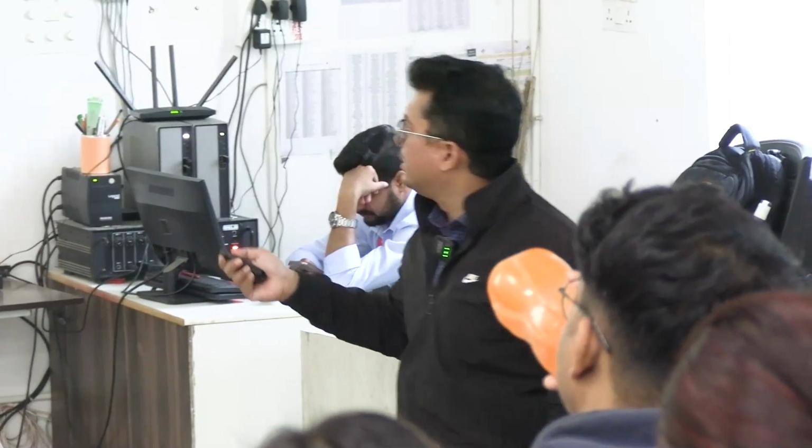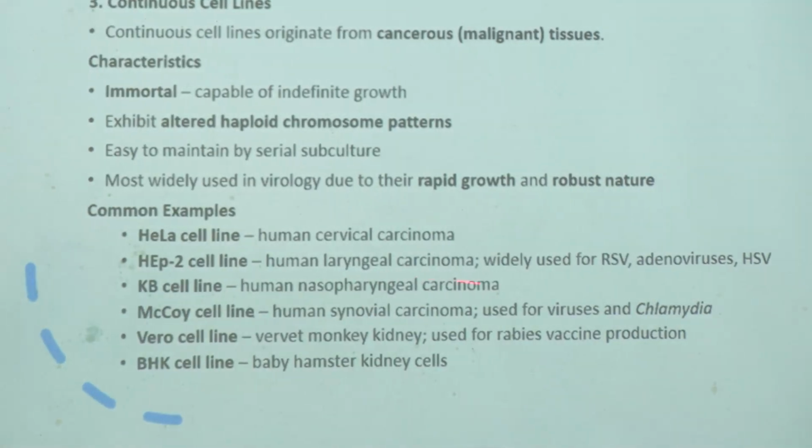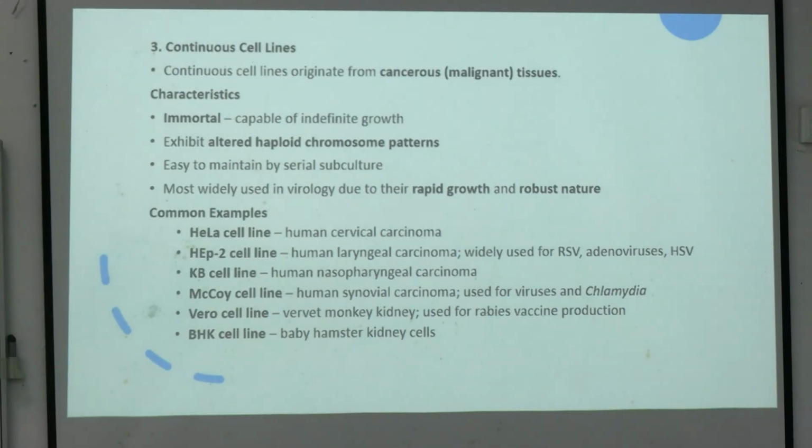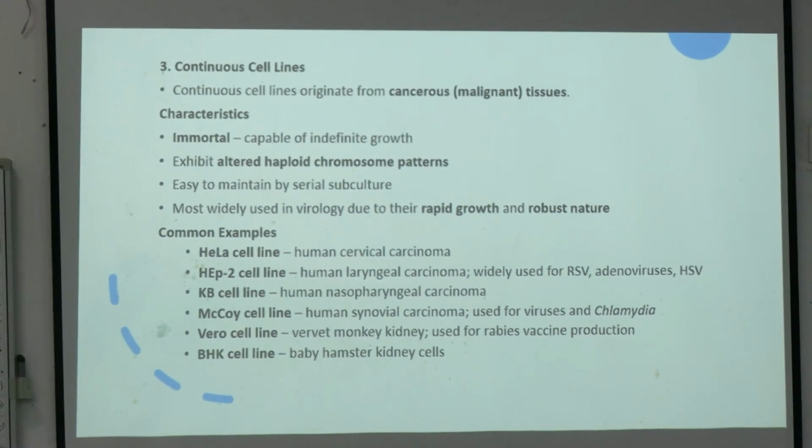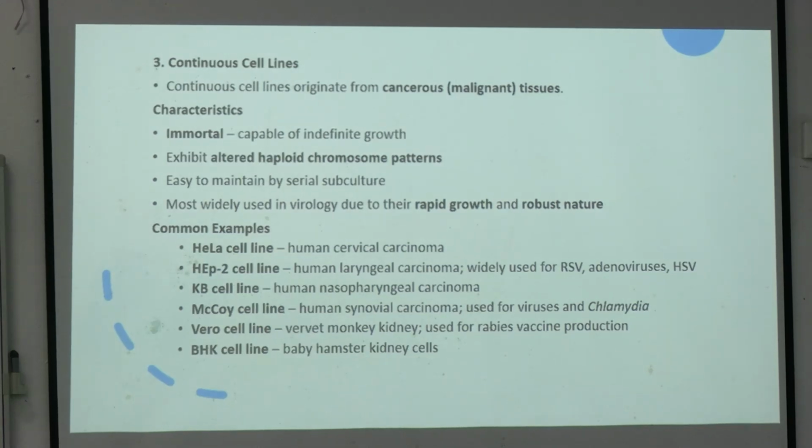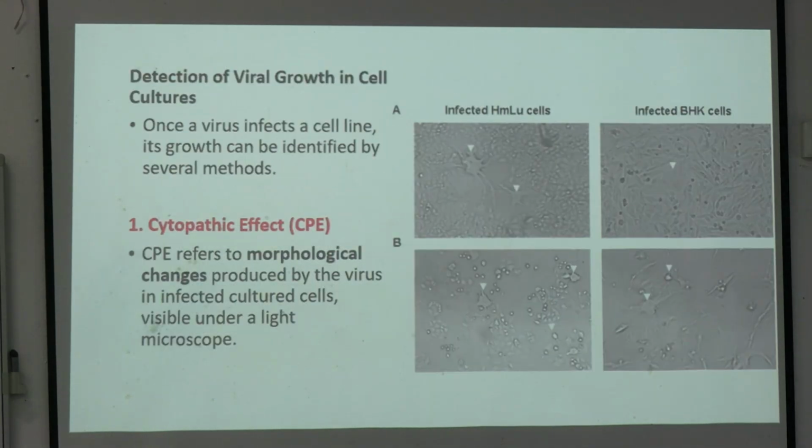So that is why it is called a continuous cell line, because see maximum cell line কিন্তু এখানে carcinoma cell line, human nasopharyngeal carcinoma, human laryngeal carcinoma, human cervical carcinoma. So these are all the immortal cell lines. Okay, এগুলোর মধ্যে অনেক ভাইরাস প্রপাগেশন করে because they have a very rapid growth nature. So that is what helps the virus to grow.